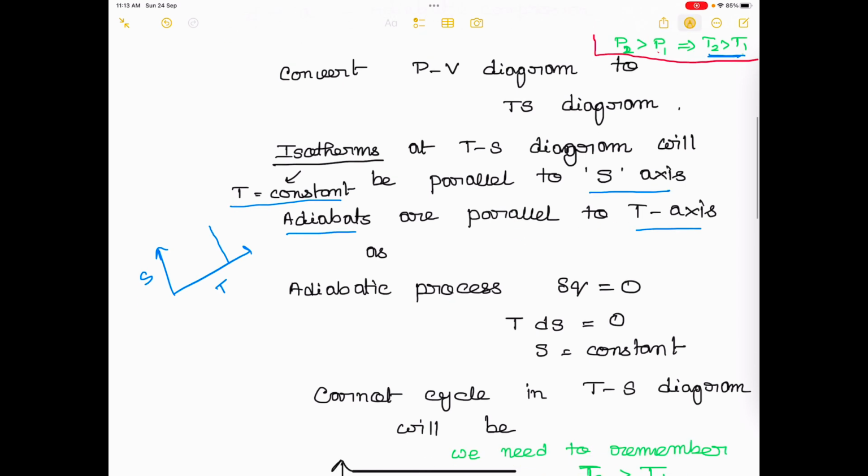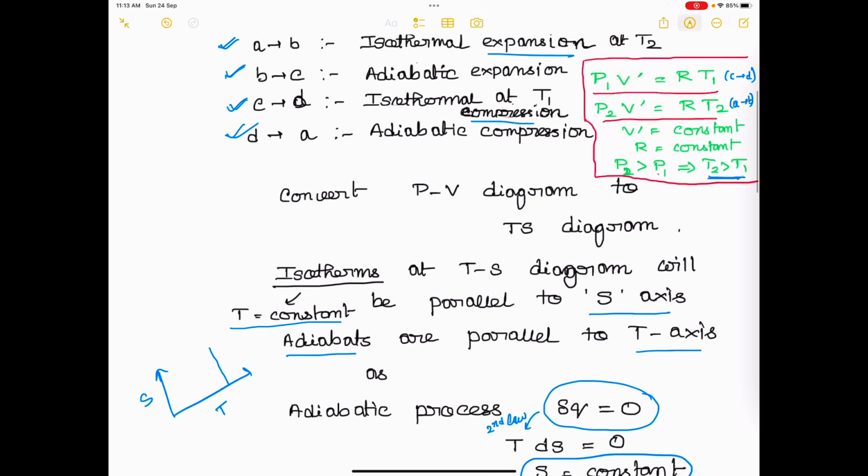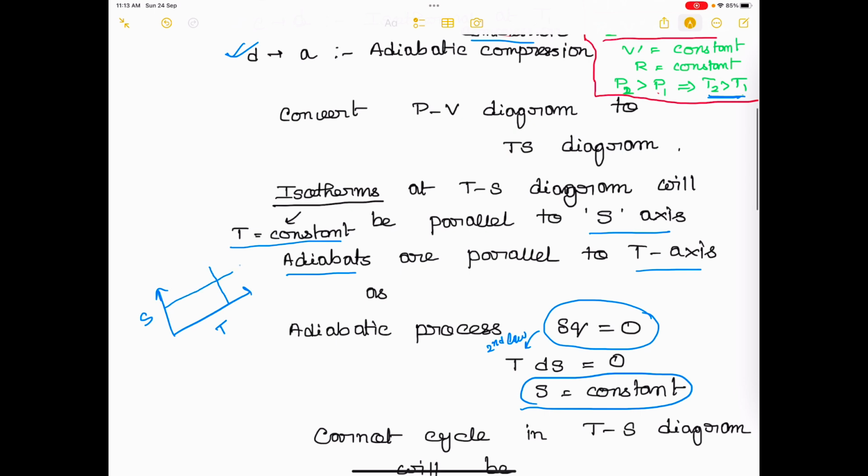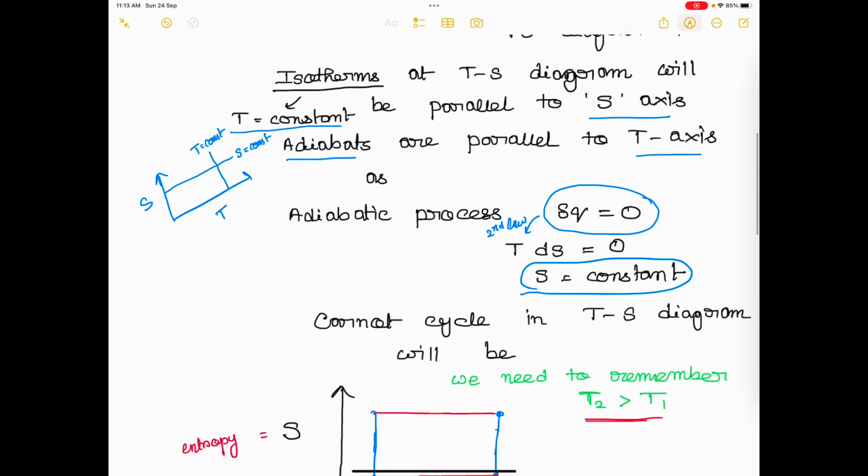Why? Because in an adiabatic process we know that delta Q is equal to 0. The net heat exchanged by the system should be 0, and delta Q according to the second law of thermodynamics can be written as TdS. So TdS should be equal to 0 for a reversible process, and S therefore has to be constant. That means the line will be something like this. This is S constant and this is T constant. So for an adiabatic process it is parallel to the T axis, and for an isothermal process it is parallel to the S axis. This needs to be clear.